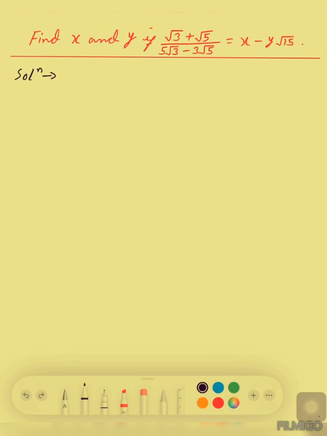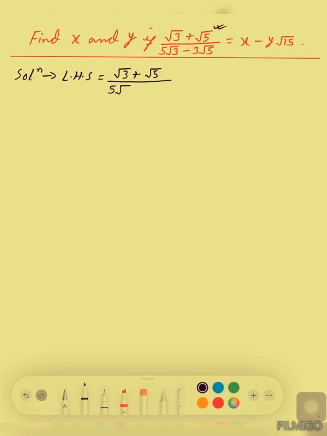Now in this type of sums, what we generally do is take the left hand side and solve it. Now what is in the left hand side over here? (√3 + √5)/(5√3 − 3√5). Take it in the left hand side and let's solve it.